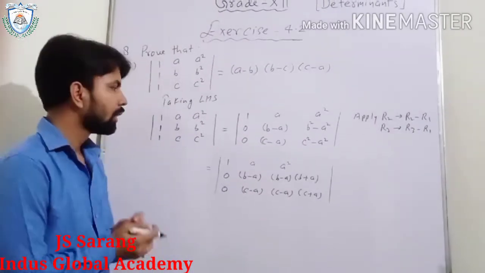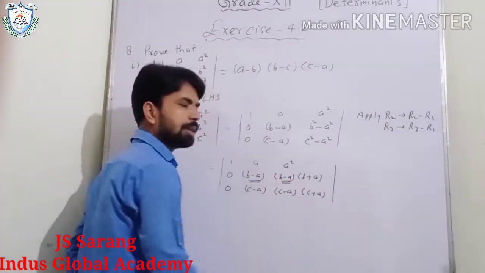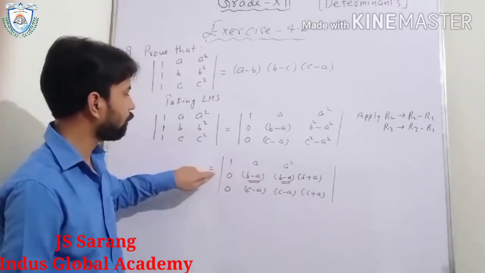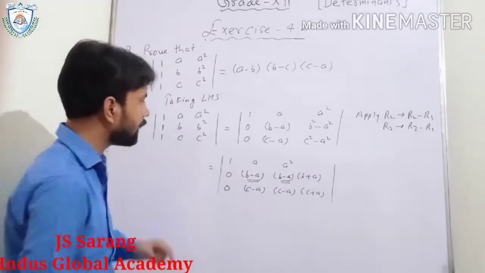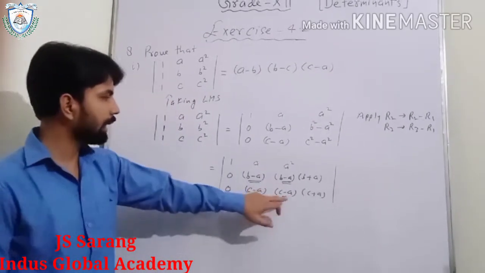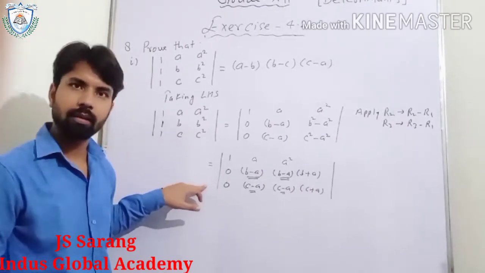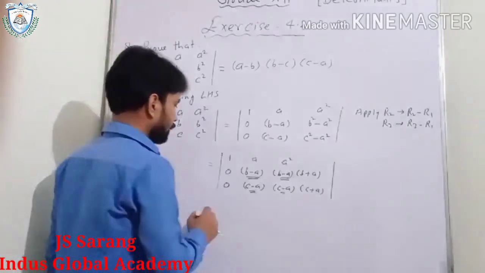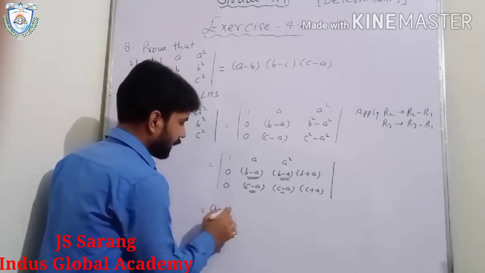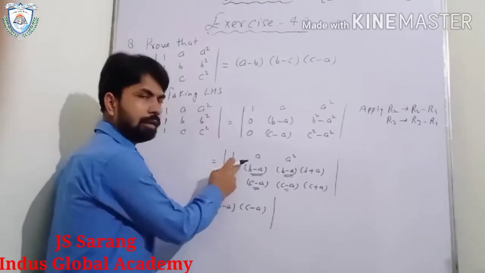Understood? Now see, B minus A is present here and B minus A is present here. So we can take common B minus A from R2. Similarly, C minus A is present here and C minus A is present here. So we can take C minus A as common from R3. Understood? So I am taking B minus A and C minus A as common from R2 and R3.